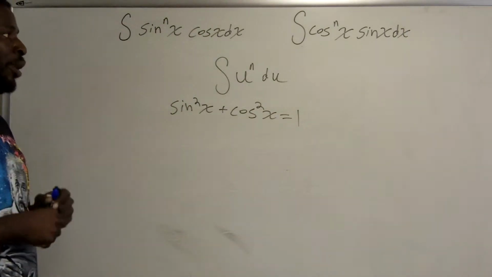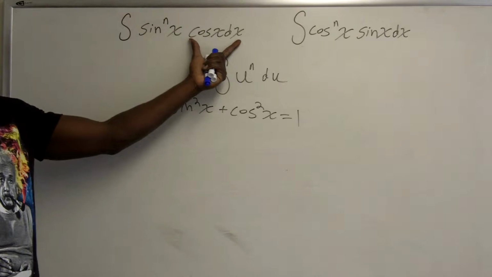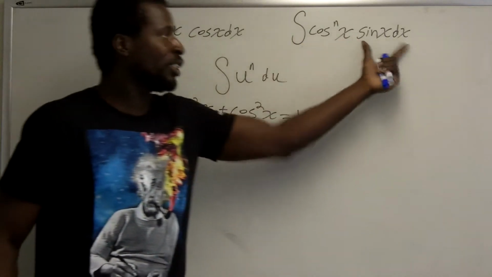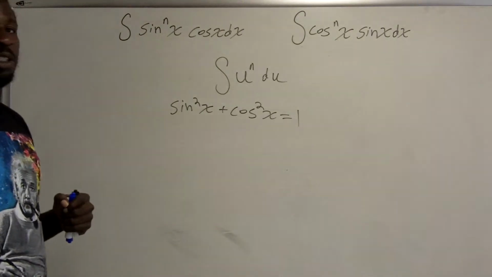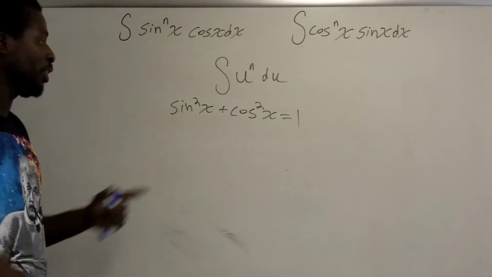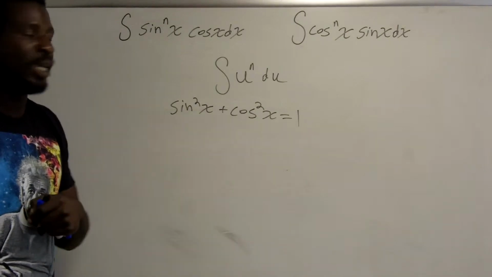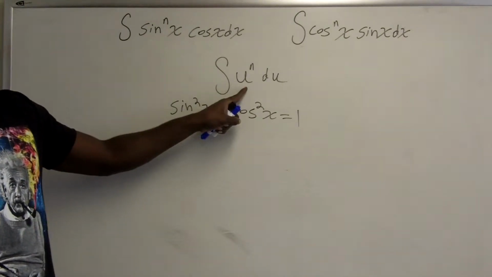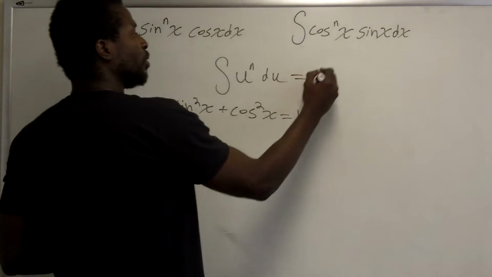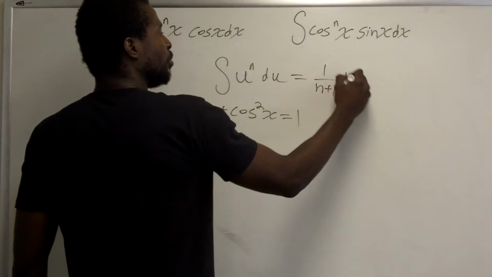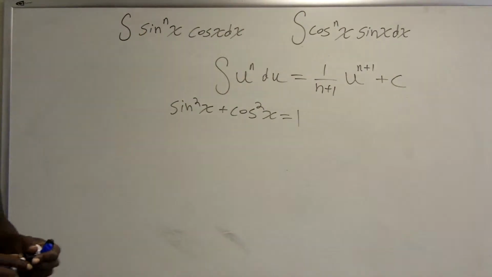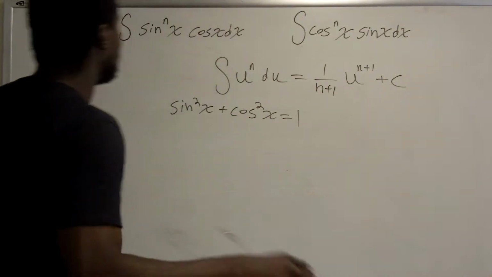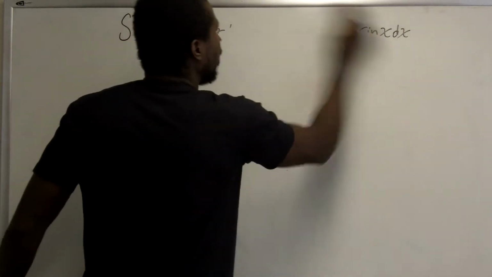So these are the necessary parts. You first have to isolate one factor of either cosine or sine. After you've done that, you change all the other factors to the other trig function using the Pythagorean identity. And then finally, we're going to use this rule to do the integration: 1 over n plus 1 times u to the n plus 1, plus c. So these are all the players. Let's go ahead and use what we have just spoken about to do some integration.